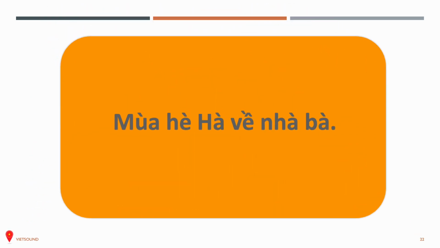Mùa hè. Hà. Về nhà bà. Now a little bit faster. Mùa hè. Hà. Về nhà bà. Now with normal speed. Mùa hè hà về nhà bà.